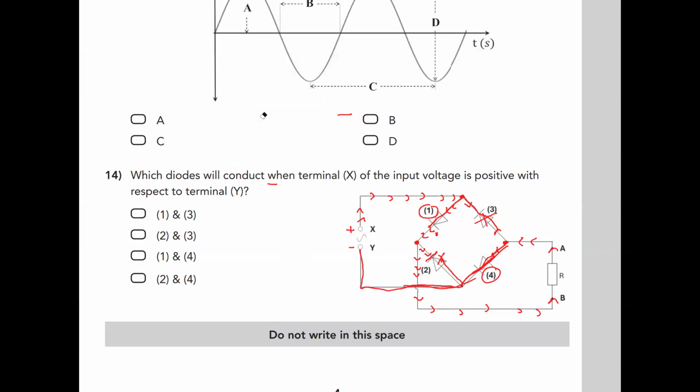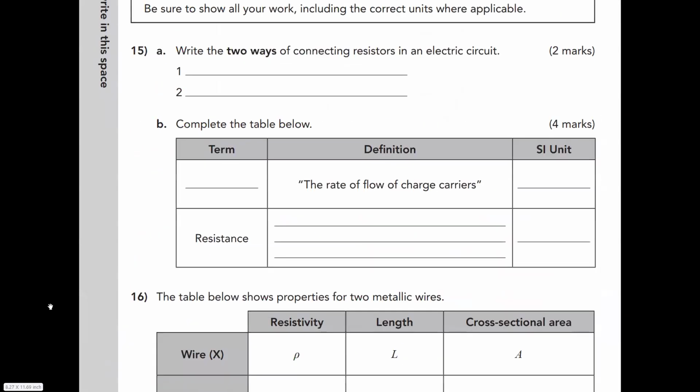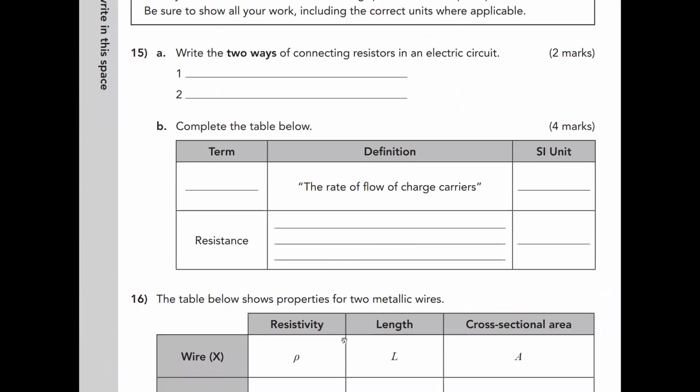So we have to solve part B. The question number 1 here is question number 15. Write the two ways of connecting resistance in electric circuits.